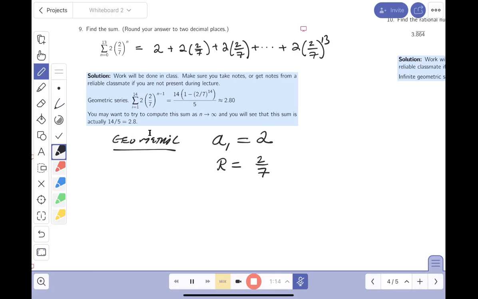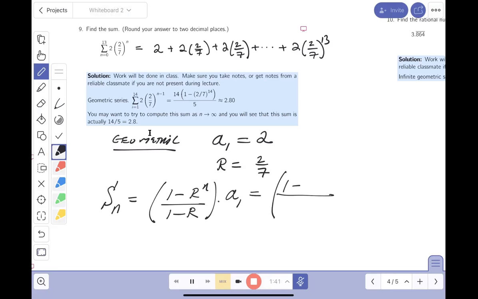Right? Now, what do they want me to do? They want me to find that sum. I'm going to use some formula. Let me write this down. Sn equals (1 minus r to the n) over (1 minus r) times A1. Oh, this might be tough. 1 minus, what's r? 2 sevenths. What's n? Here comes the tough part.